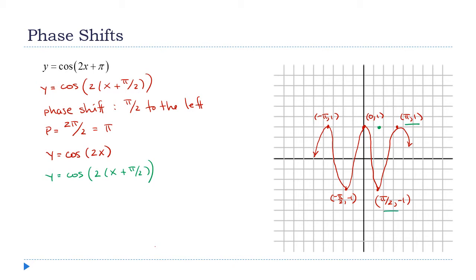This minimum moves over to (0, -1). This maximum goes to (-pi/2, 1). The next minimum goes to (pi, -1). And this maximum up here, if I go over pi or minus pi, let me write it, minus pi over 2, that's going to be minus 3 pi over 2.